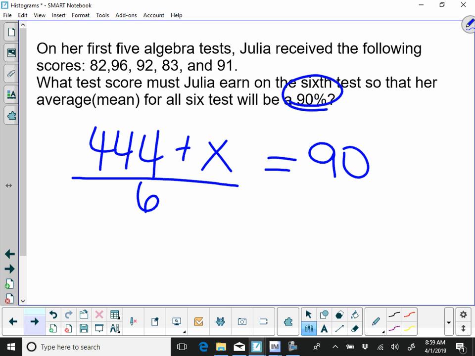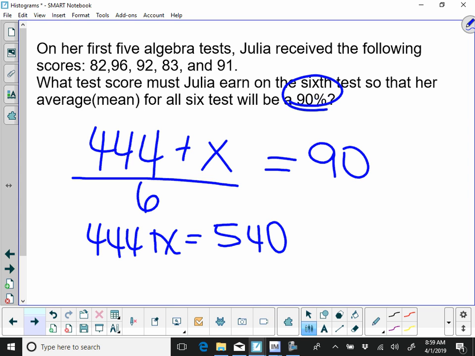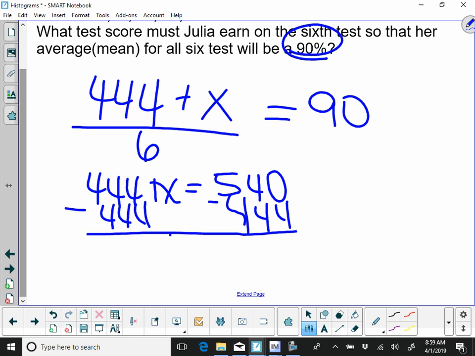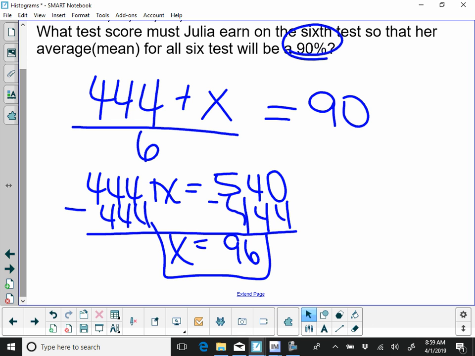90%. All right, first step is to multiply. 6 times 90 is going to give me 540. And then we're going to subtract. It'll be 96. So in order for her to have a 90 test average, she needed to score a 96 on her last test.